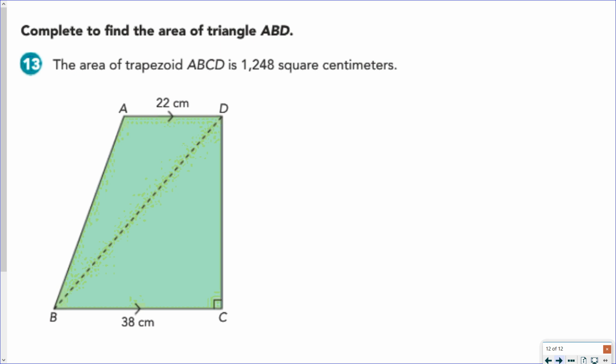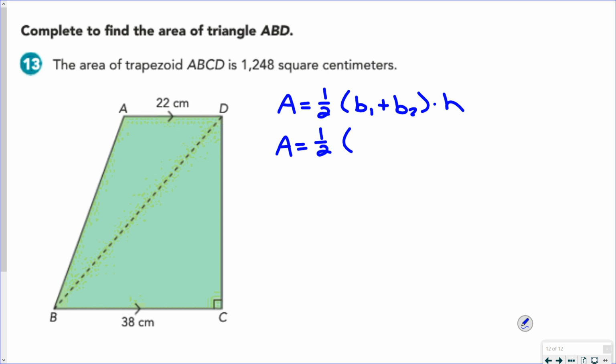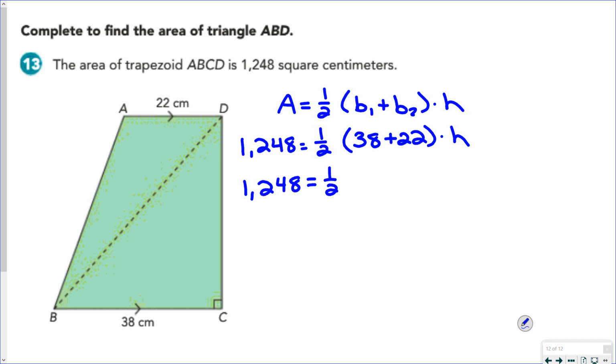Go ahead and pause the video here and find the height. All right, so once again, area equals 1/2 base sub 1, base sub 2 times height. So half of 38 plus 22 times height. I forgot to change my area, so I'll fix that real quick. 1, 2, 4, 8. Well, I know 38 plus 22 is 60.